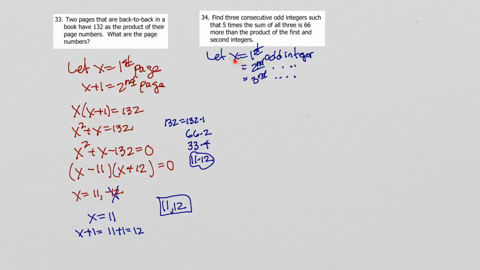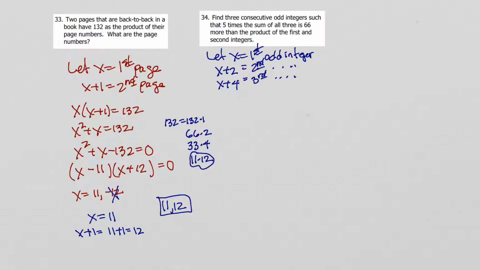If x is the first one, the next odd integer is going to be x plus 2. Because odd numbers differ by 2, right? Like if 15 was the first one, the next one would be 15 plus 2 is 17, and then the next one would be 15 plus 4, which would be 19. Oh, I've got too many numbers there, so it's just a 4.